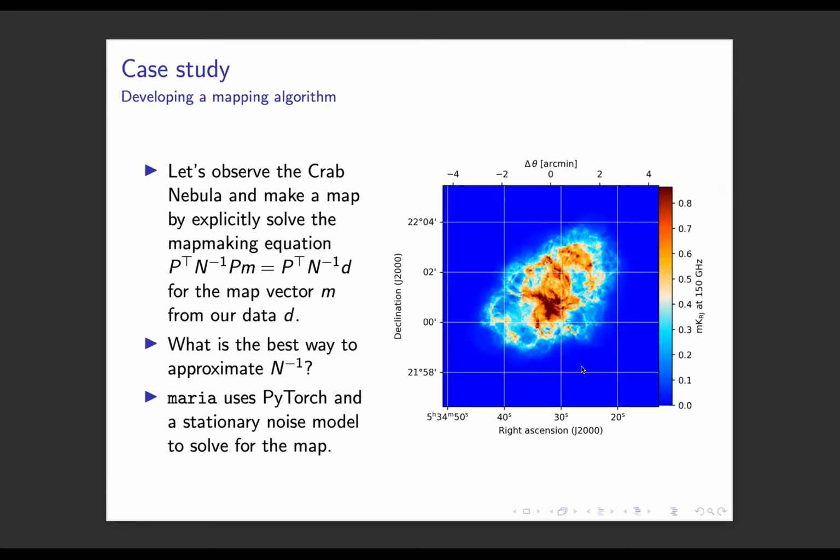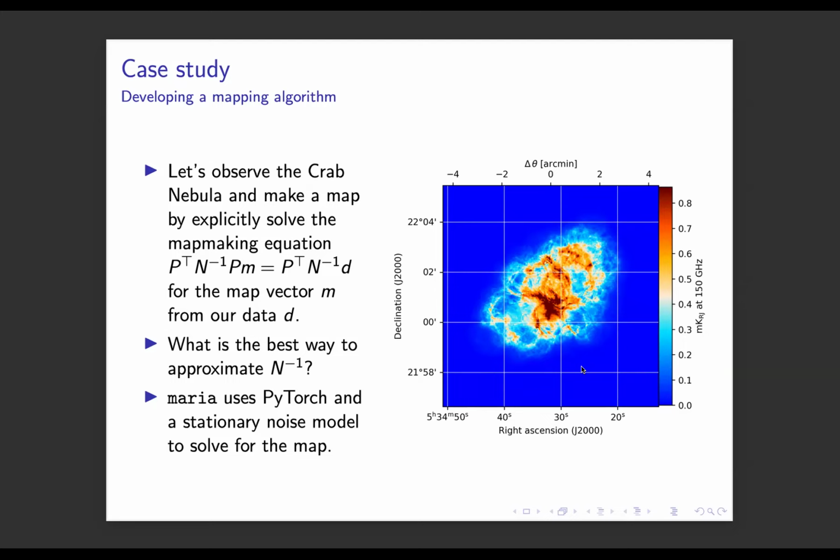So let's say that I want to develop a mapping algorithm, and I want to take this snapshot of the Crab Nebula, and I want to observe it and figure out how to design my mapmaker to best reconstruct the picture of the thing. So a lot of mapmakers will solve the mapmaking equation here. E is the pointing matrix, N is the noise covariance matrix. So if D is a vector of all the samples, if I have N detectors and T timestamps, then I have NT data samples. So this is an NT by NT matrix.